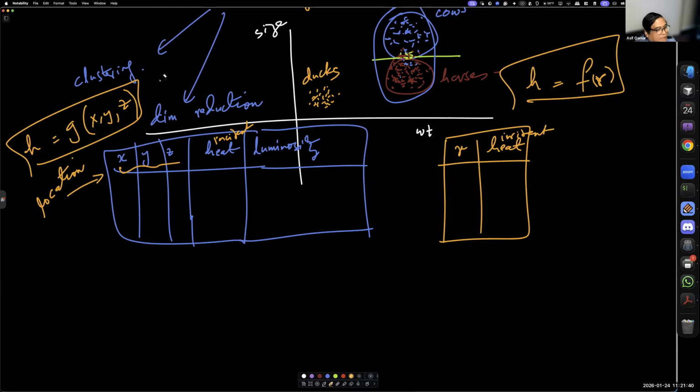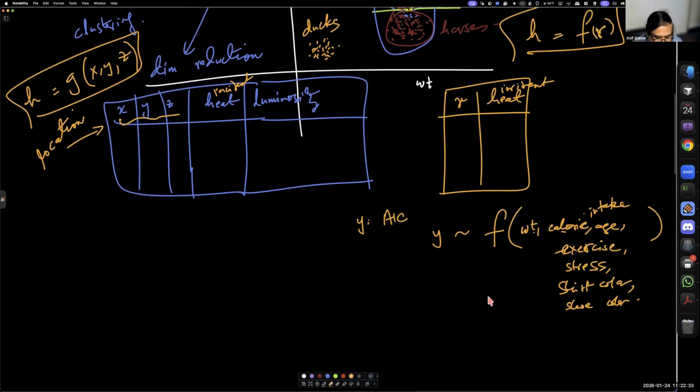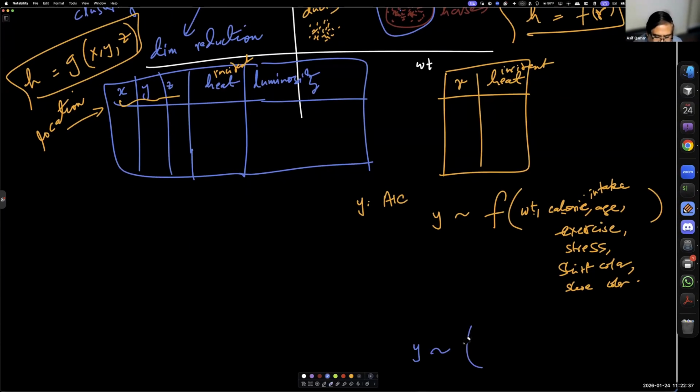So what happens is, to build a model of diabetes or A1C, which is the target variable Y, you are saying that A1C is a function of, initially you started out by saying, weight, calorie, age, exercise, caloric intake, stress, shirt color, shoe color. You might be modeling with all of these factors, but then you realize that some easy stuff doesn't work. You might come to the conclusion that Y is actually another function in which these two are not there.